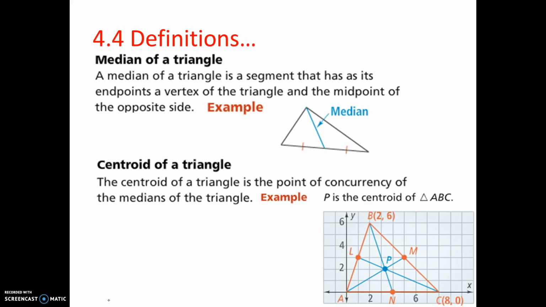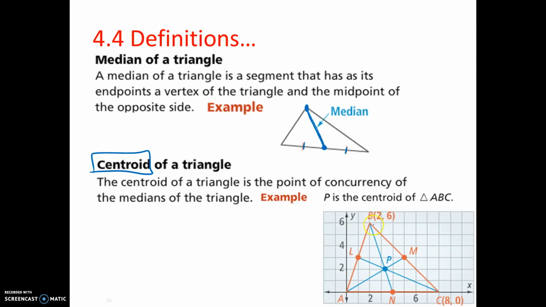So first, a median of a triangle is a segment that has as its endpoints a vertex of the triangle and the midpoint of the opposite side. These are its two endpoints. So a median has to leave from a vertex and go to the opposite side and cut that opposite side in half. Where medians cross is called a centroid. The centroid of a triangle is the point of concurrency of the medians of the triangle.